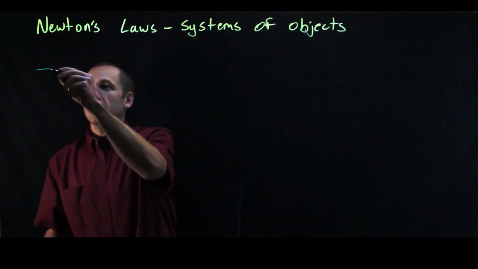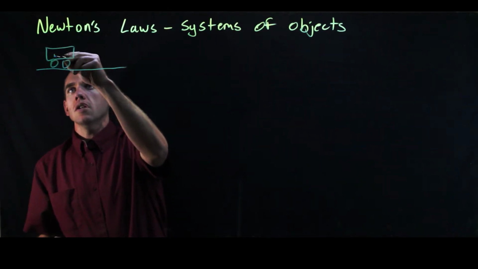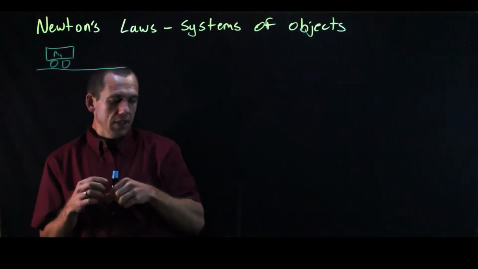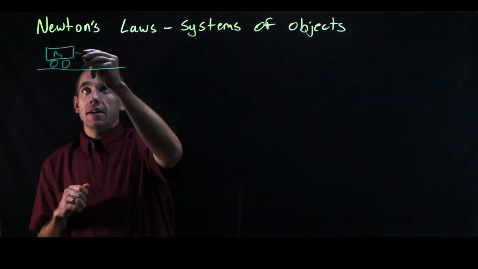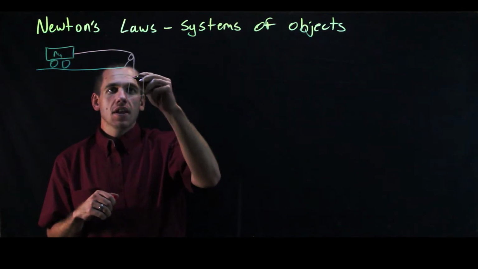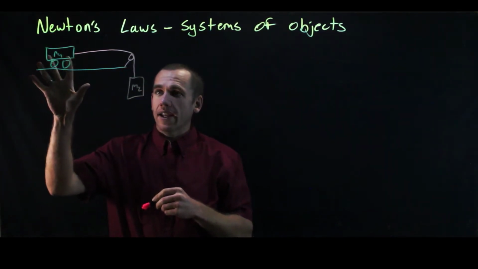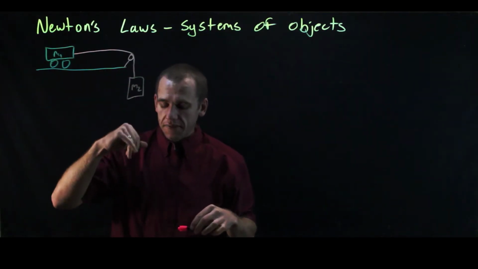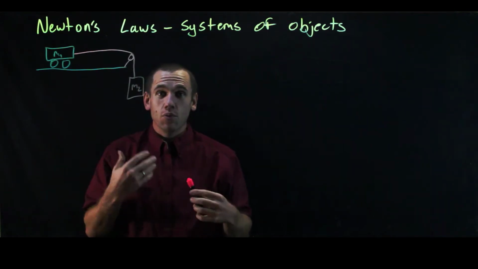Now, in lab, we looked at the case where we had a cart, and we'll call this M1, that was being pulled along by a hanging mass connected by a string that hung over the side, and we'll call this M2. So we have M1, which is resting on a track, and we have M2, which is hanging off of the string and is allowed to fall. Now, what forces act on each one of these?